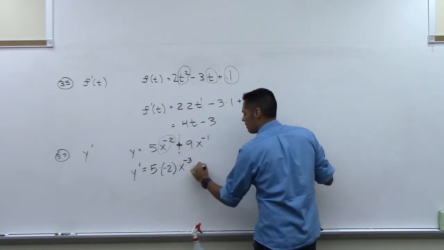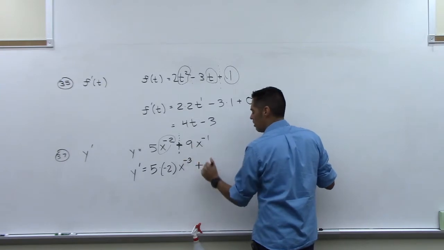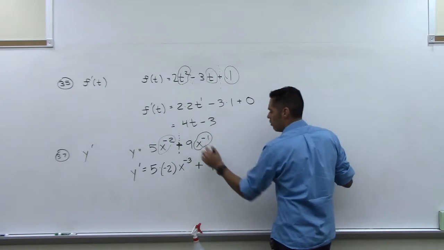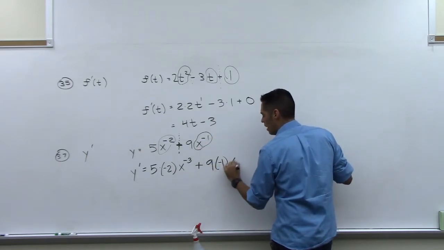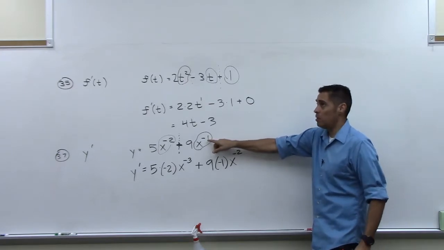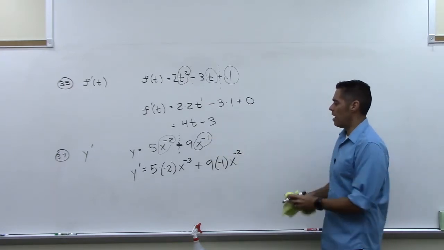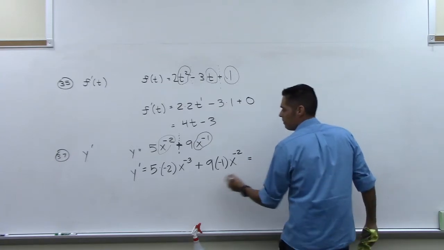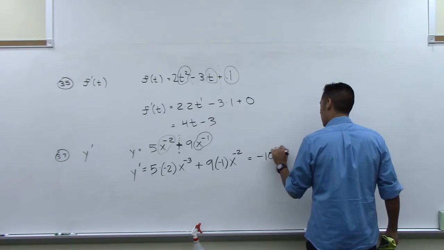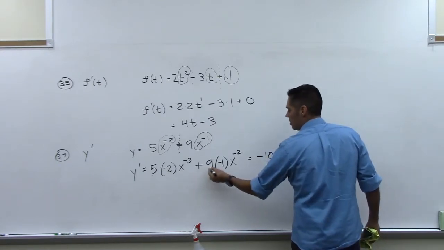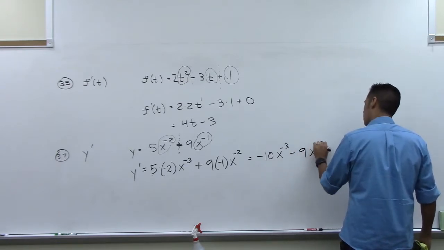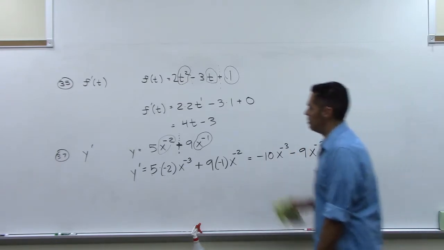Then I have plus. Now here the 9 is attached, so I'm going to bring it along and then take derivative of this. So negative 1 pops out of that. X to the negative 2, again, because I'm subtracting 1 from negative 1. So negative 1 minus 1 is negative 2. So we've got that. So if I clean this up a little bit, 5 times negative 2 is negative 10. X to the negative 3. And then plus, let's see, 9 times negative 1, that's minus 9. Then x to the negative 2. So there's that derivative.